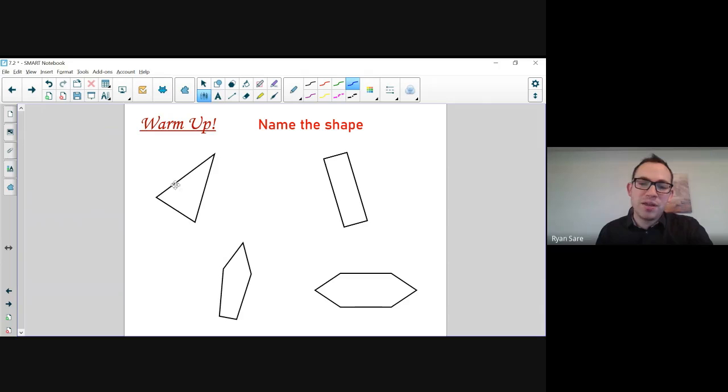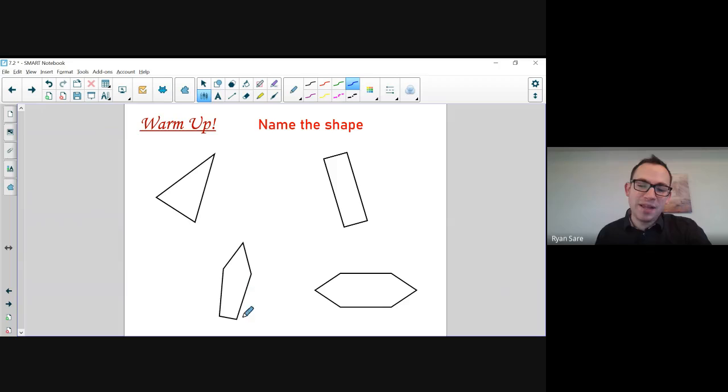We have a shape with 3 sides, 3 angles, and the root word for 3 is tri. So this is a triangle. Then we have 4 sides with 4 angles, but not all of the sides are the same length. Opposite sides are parallel to each other, and opposite sides are the same length as well. This is a rectangle.